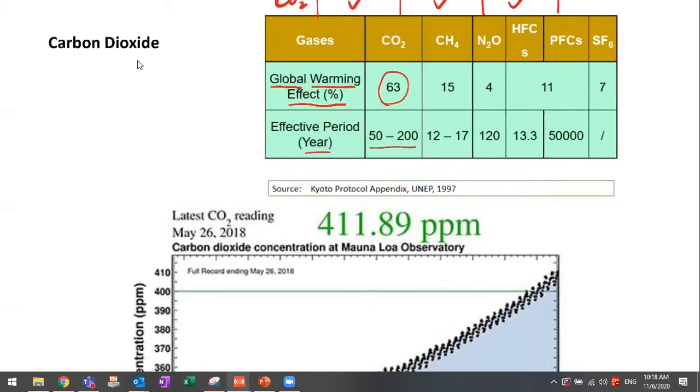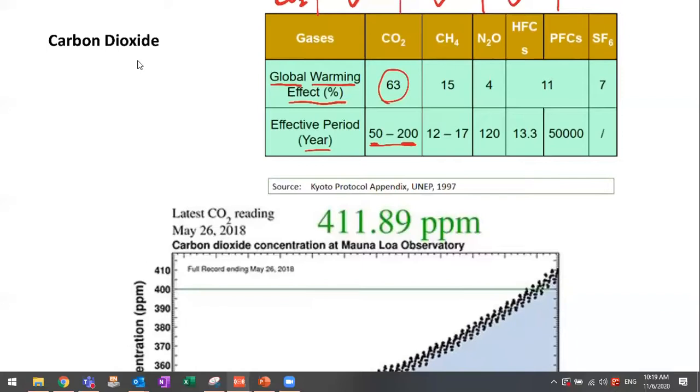So what this means is that if we inject a large amount of carbon dioxide into the atmosphere, then its effect is going to last for 50 to 200 years until it's either absorbed by the ocean or taken up by the green plants through photosynthesis. Okay, so this is basically going to take a very long response time. There are also species taking a shorter time.